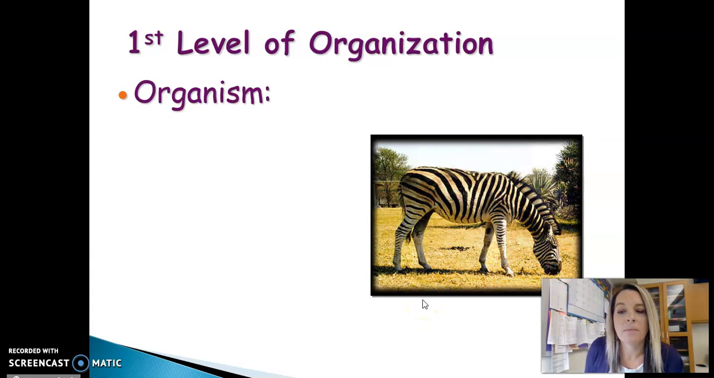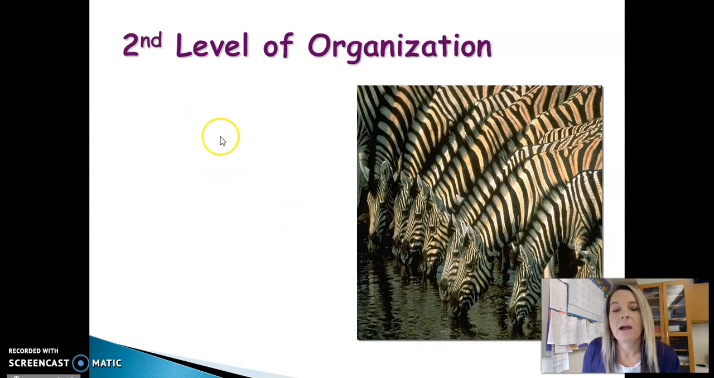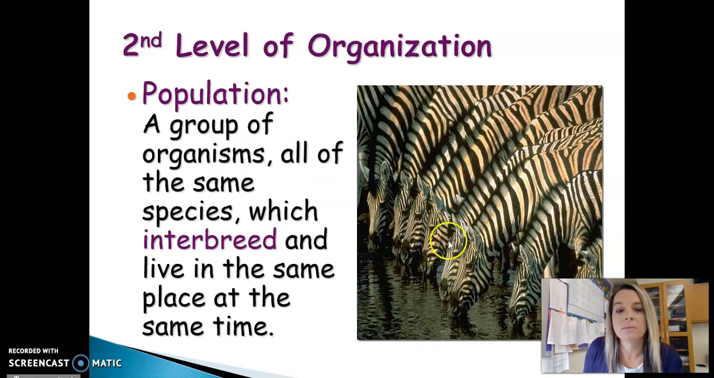So in our planet, we put levels. This is the end of our hierarchy. Back in the beginning of the year for our characteristics of life, we had cells build tissues, tissues build organs, organs build organ systems, and the organ system then led to the organism. Well, we're going to take off from there. So a single organism is an individual that has the 8 characteristics of life. That's our first level.